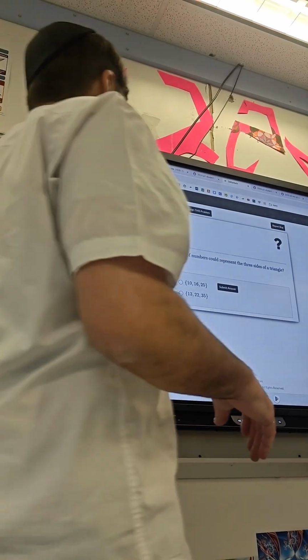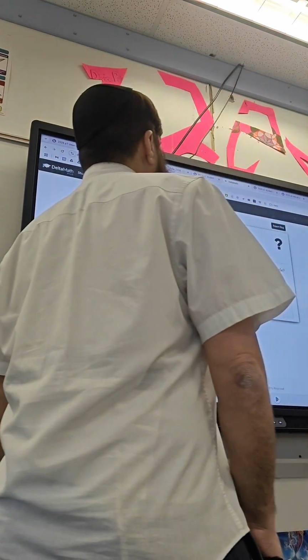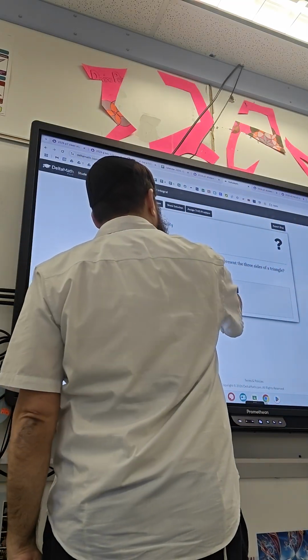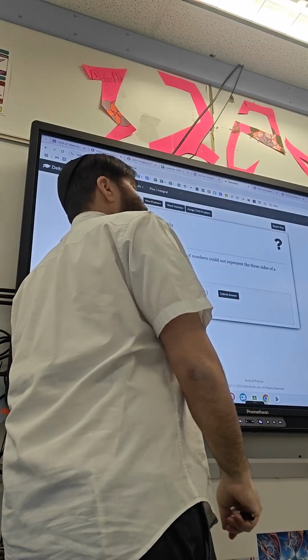I'm going to do it as one long recording because when I try to separate it, it ends up messing up. Which of the following sets? So the only trick with this type of problem is just looking. Sometimes it says could represent, and sometimes it says could not represent. So just make sure you read that carefully.